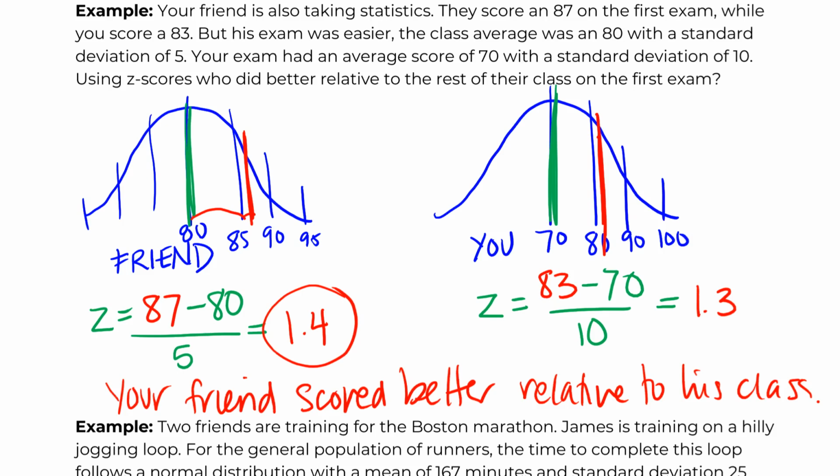I want you to try the next example on your own. Make sure you got this because this is a very, very common test question.